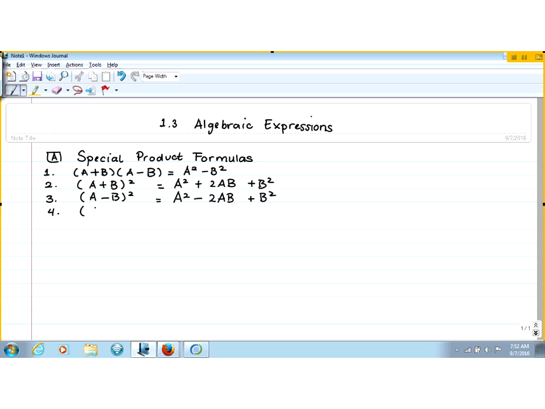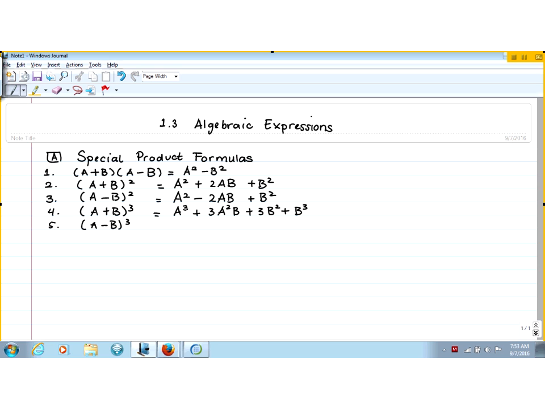Now, the last one, this is probably new, but it will come in handy sometimes. A plus B cubed and A minus B cubed. So what is A plus B cubed? You're trying to find the pattern in these. So this is something else. Later on, when we use the binomial theorem, we will see this again. But for now, you could memorize it. So it's A cubed plus 3A squared B plus 3AB squared plus B cubed.